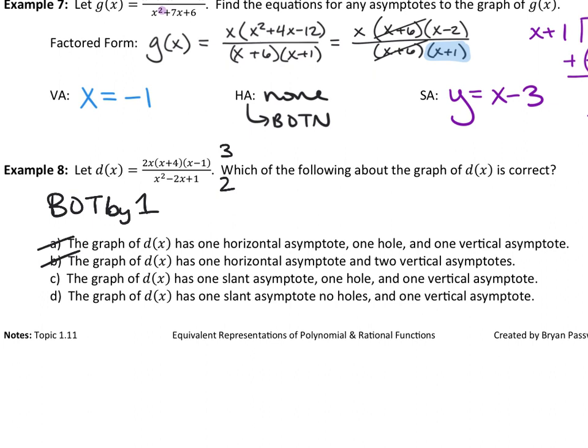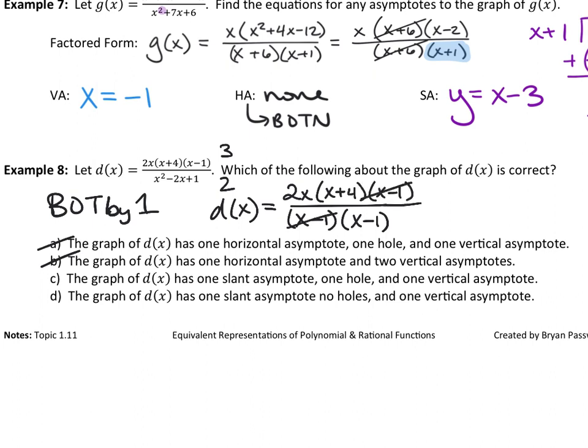We now need to decide what type of holes or vertical asymptotes it may have. To do that, we need to factor the denominator. If we factor that denominator, it becomes (x minus 1) times (x minus 1). Okay, well, if I write my numerator back up here so we can see this, hopefully your spidey senses are tingling and you see that one of these is going to cancel out. So my brain is like, oh wait, that's a hole in the graph.